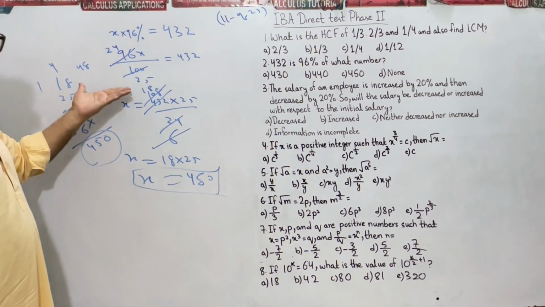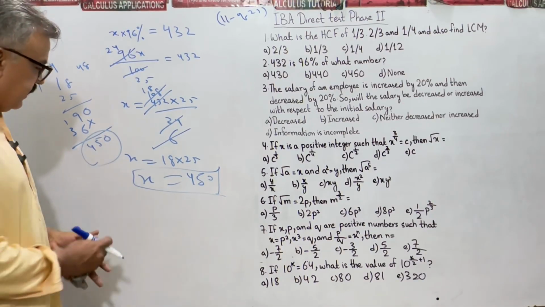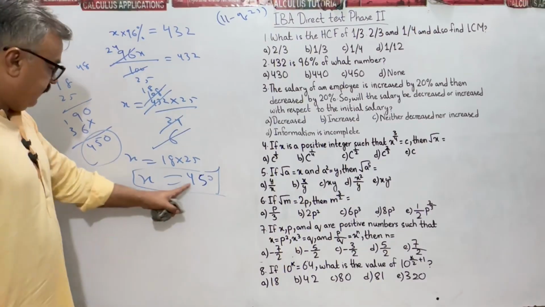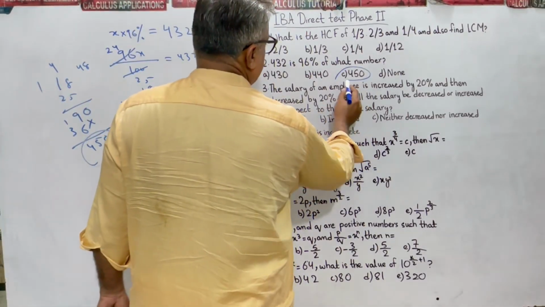To remove percent, divide by 100. Then solve for x. It is 450. It seems to you 480, but it is 450. So our option in that case is 450.